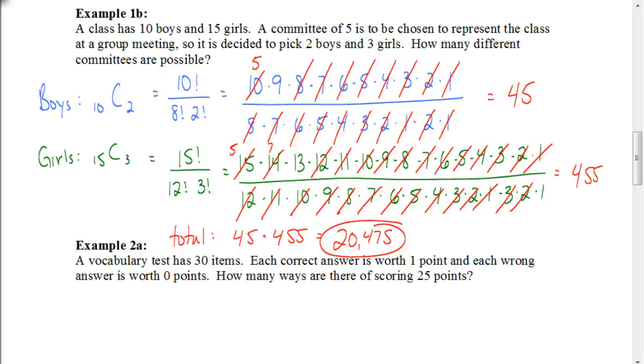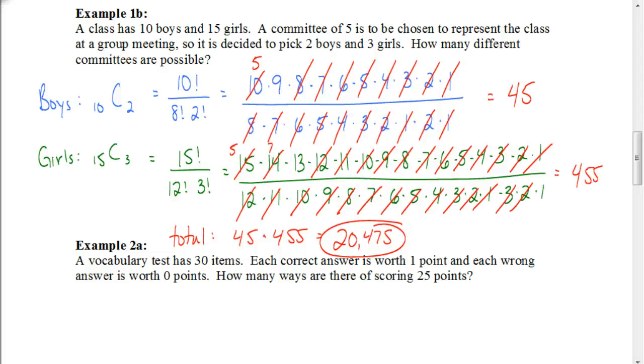Okay, let's see how you did here. You should have gotten a total of 20,475. Now, how would you get that? For the boys, again, since we have 10 choosing 2, we'd have 10 factorial over 8 factorial times 2 factorial. So the 8 factorial, 8 going down to 1, would cancel out 8 going down to 1 in the numerator. And then we'd be left with 2 times 1. Well, 2 goes into 10 5 times, and the 1 doesn't matter. So we'd have 5 times 9, or 45, as your answer.